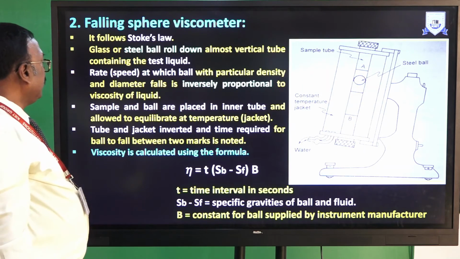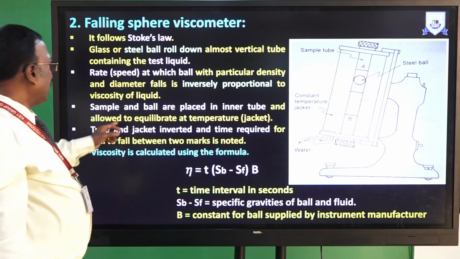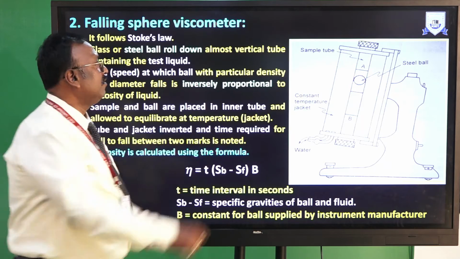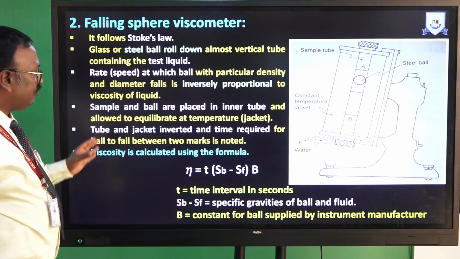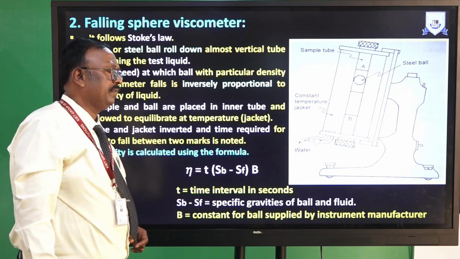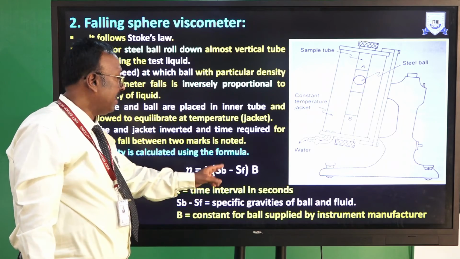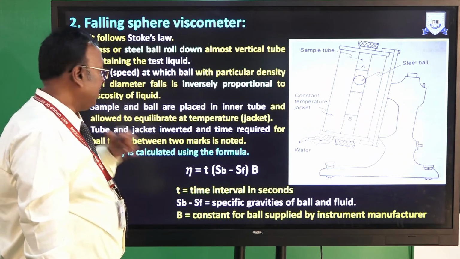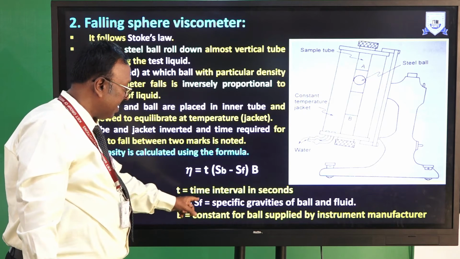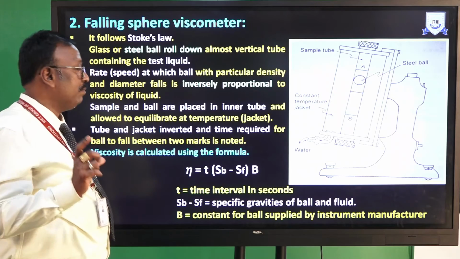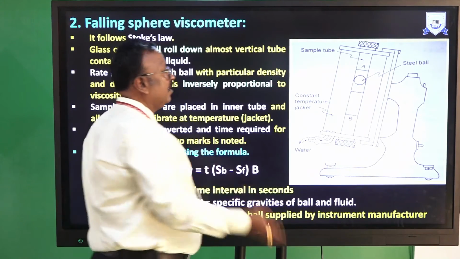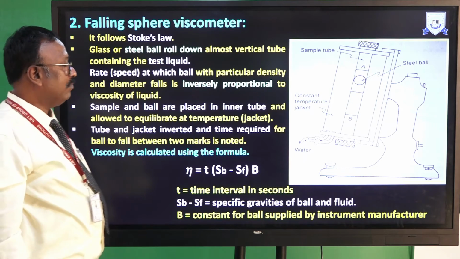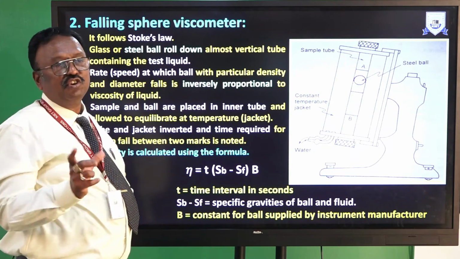A to B. The sample and ball are placed in an inner tube and allowed to equilibrate to the temperature, since the jacket is there, and the tube is inverted to measure the time required for the ball to fall between the two marks, A to B. Viscosity is calculated by using this formula: nu is equal to T into (SB minus SF) multiplied by B, where T is the time interval in seconds, SB and SF are the specific gravities of the ball and the fluid, the specific gravity of the ball as well as the liquid, and B is the constant for the ball supplied by the instrument manufacturer. That is, the constant value will be there.